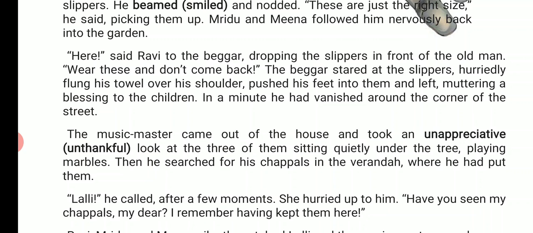The music master came out of the house and took an unappreciative look at the three of them sitting quietly under the tree playing marbles. Then he searched for his chappals in the veranda where he had put them. So now what happened, as the music class was over for Lali, the music master came out and started searching for his chappals, and he was giving a weird look to all three children who were sitting under the tree playing marbles. After giving the chappal, these three children sat under the tree and started playing marbles.